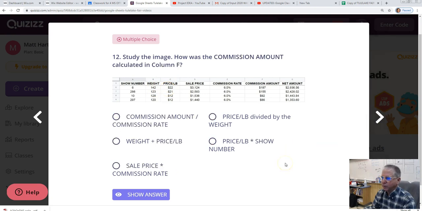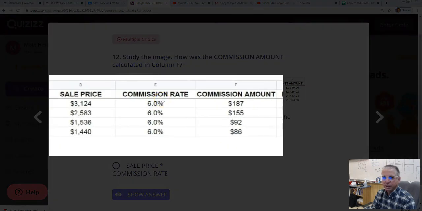Question 12. Study the image. How was the commission amount calculated in column F? Here's our commission amount. A big hint would be to look at another column heading with the word commission in it, and in this case it would be the rate. So we're looking at a percentage based on the sale price. The seller sold the animal for $3,124. They have to pay 6% of this value to arrive at the amount of the commission fee that needs to be paid. So that's going to be this 6% times this sale price, or the sale price times 6%.